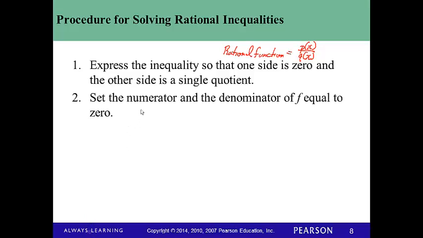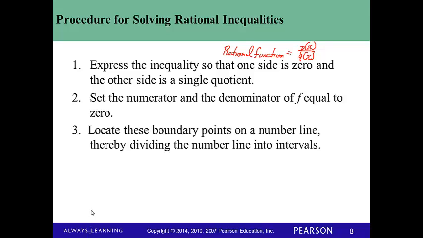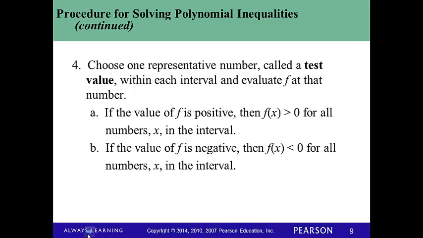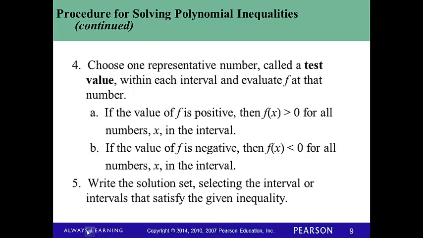Step 2 is to set the numerator and the denominator equal to 0. You have a top and a bottom. Set them both equal to 0. And then, of course, you're going to locate the boundary points on the number line and divide the number line into intervals. And then step 4, you're going to choose a test value just like you did before and test each interval. This is the same step 4 as before. And then step 5, write out your solution set. So the main thing that's different between the polynomial inequality and the rational inequality is step 1 and step 2.